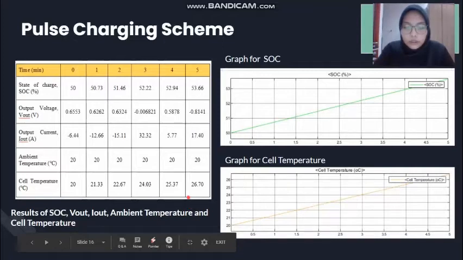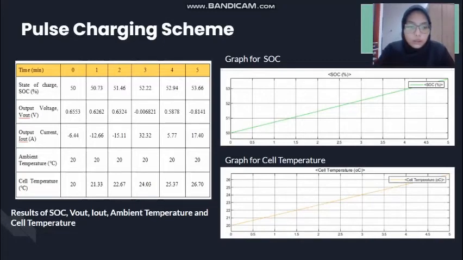The total increment for cell temperature is 6.7 Celsius. To conclude, using the fast charging scheme, the battery charged immediately, as shown in the graph for SOC and cell temperature. Cell temperature during charging is quite high compared to the previous conventional charging scheme.